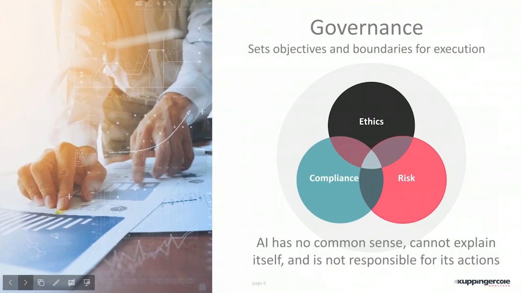And so lastly is risk, which is to protect the organization as much as the stakeholders, including end users. So mitigating risk when developing and implementing AI systems is a key part of governance. So to wrap this all up, why is the governance of AI necessary? Because AI has no common sense, cannot explain itself, and is not responsible for its actions. Our processes for developing and implementing such AI technologies must serve as a guidance for its lack of self-governance.